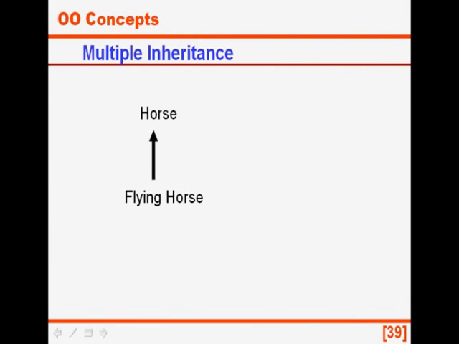Let's look at multiple inheritance. Suppose we have a class called horse, and we need to create a flying horse. One way would be to add the functionality of flying to horse and get it. Another easier way would be to derive its functionality from two classes, a horse and an eagle. We get the functionality of a horse from a horse and the functionality of flying from an eagle. So this leads to quicker code development.